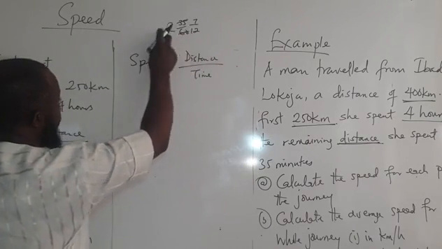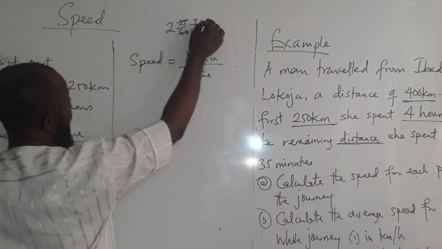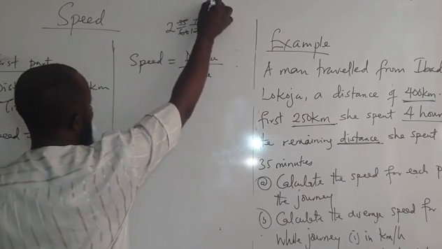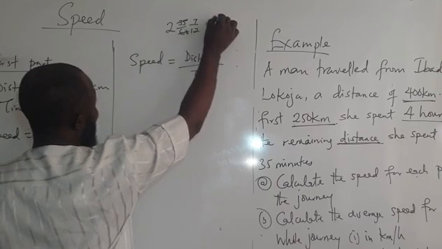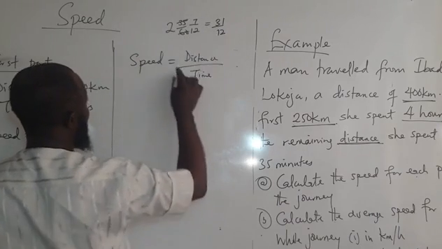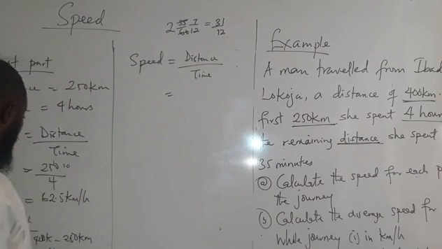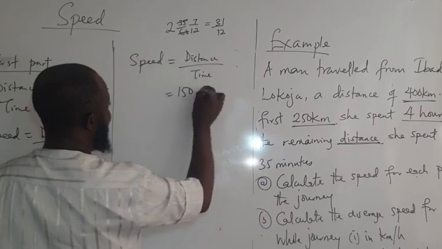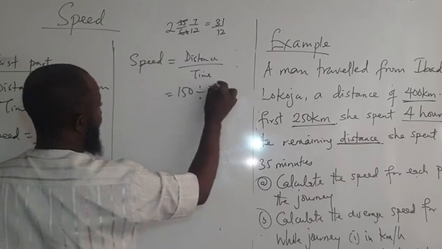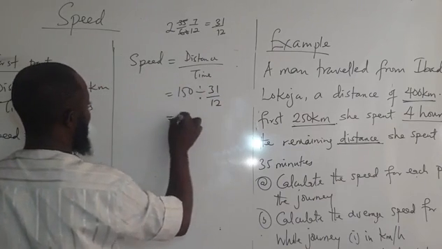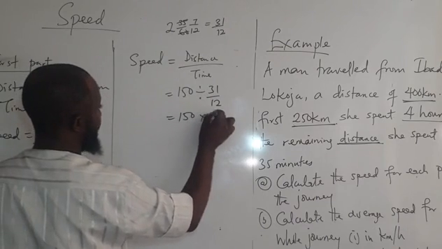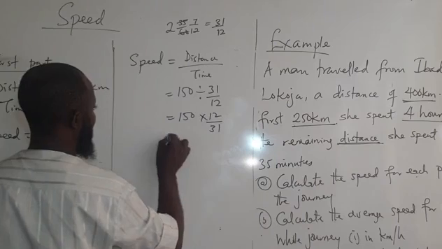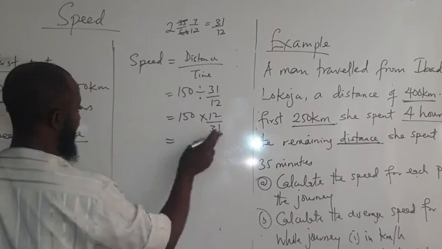We can convert this: 2 times 12, that is 24. 24 plus 7, that is what? 31 over 12. So we then have the distance, which is what? 150, divided by 31 over 12. This will give us 150 times 12 over 31. So we can then multiply this out and divide.